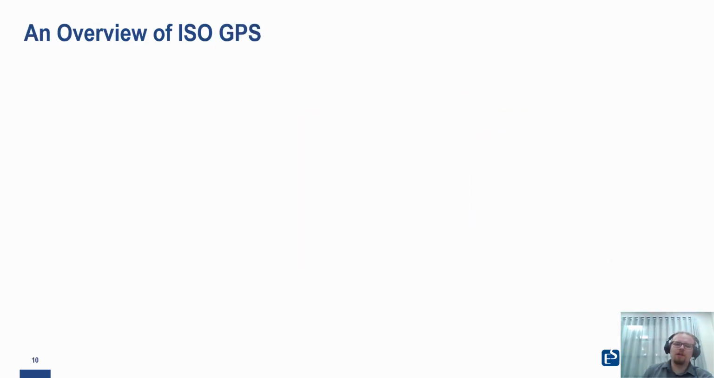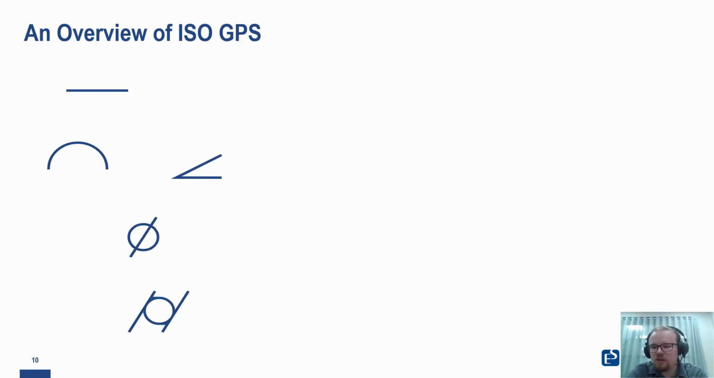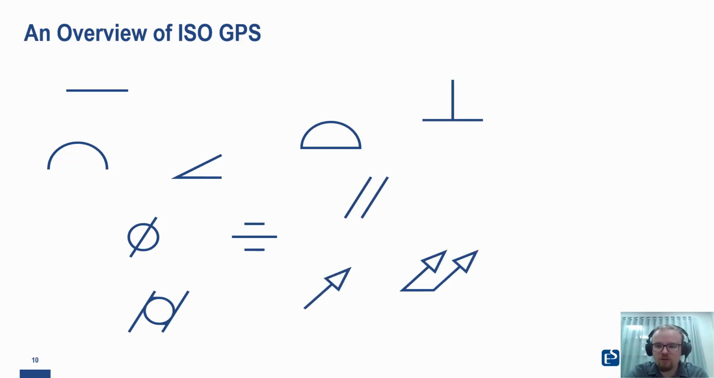So let's outline ISO GPS. It's a symbolic language that we can use on our engineering drawings and models to define the allowable deviation of our geometry. It's an alternative to using coordinate dimensions. You can see many of the symbols that might be applicable on the slide here, but there are many others also. But it enables us to express our needs as a designer better.